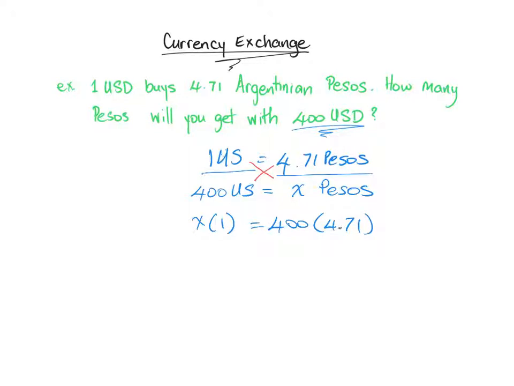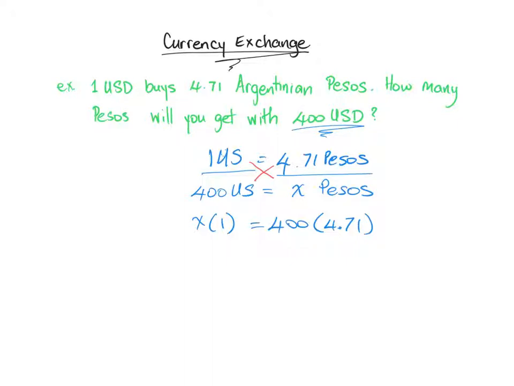Now I left my units out. I did that on purpose because in this step it tends to be a lot to look at if we have all the units in here. In this step, I do keep my units because I want to make sure that I'm lining up everything correctly. Pesos over pesos, US over US.